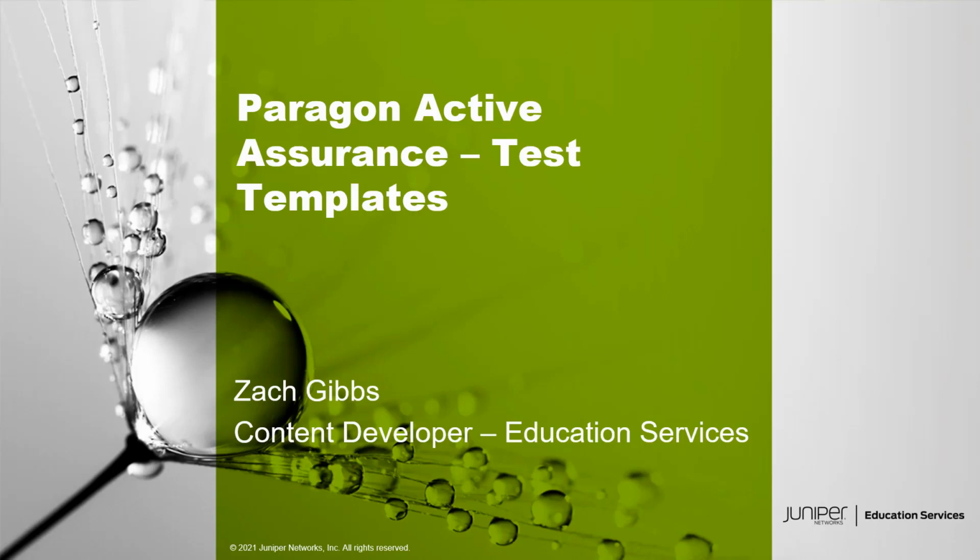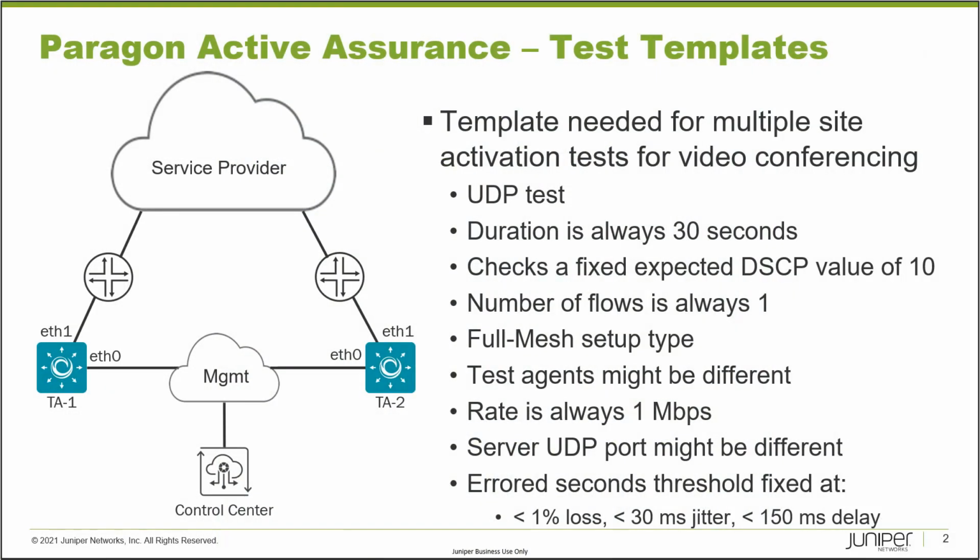And today we will be going through the Paragon Active Assurance Test Templates Learning Byte. Okay, so here we have the example, and in the topology, you might recognize it, but this is the topology I've used for my previous Paragon Active Assurance Learning Bytes, but it's still important to go through with what we're doing today. Here we have the Control Center, the Paragon Active Assurance Control Center, which connects into the management network, which then connects into TA1 and TA2. Those are test agents that use ETH0 to reach the management network. And then TA1 and TA2 connect into the service provider network using ETH1 for both of them.